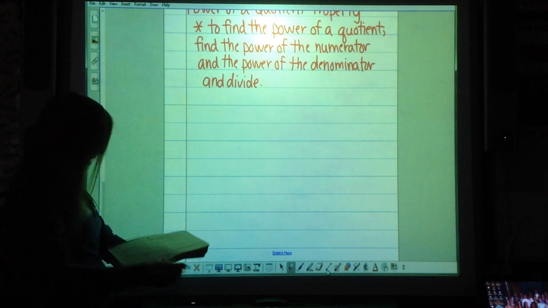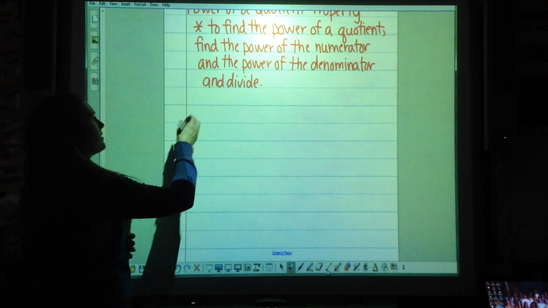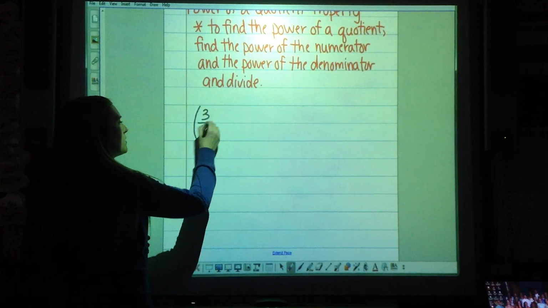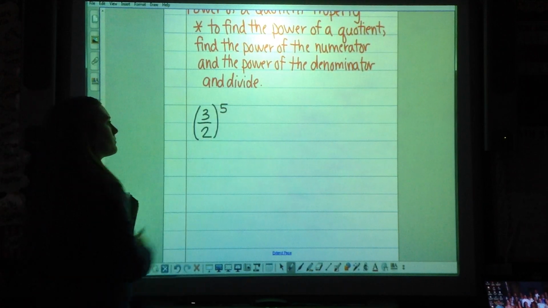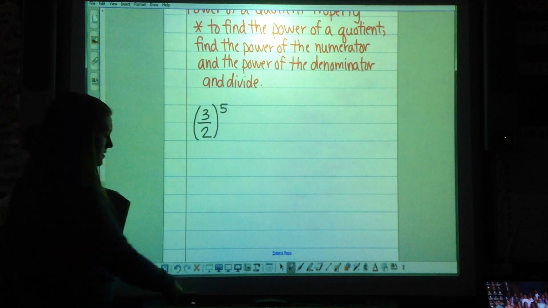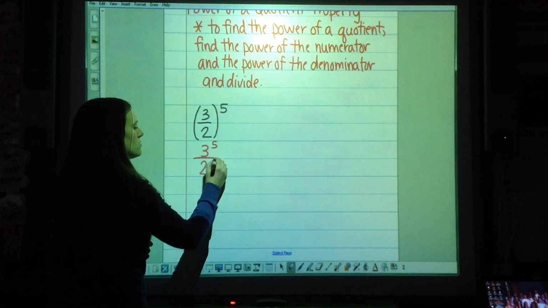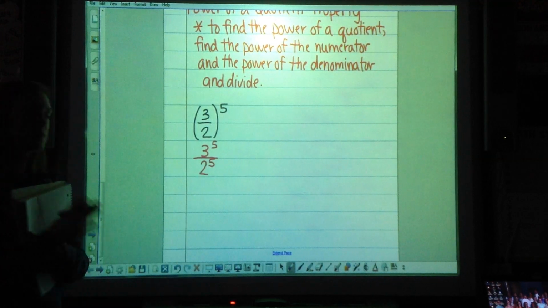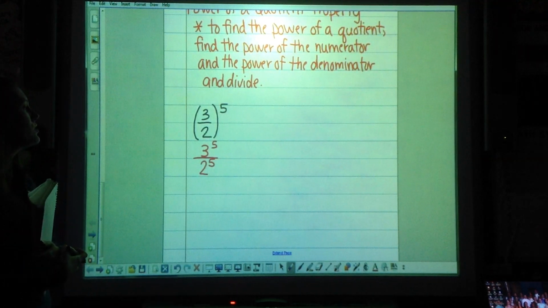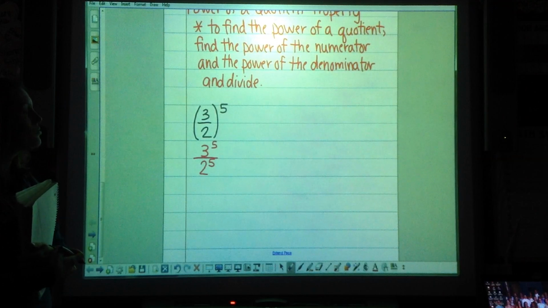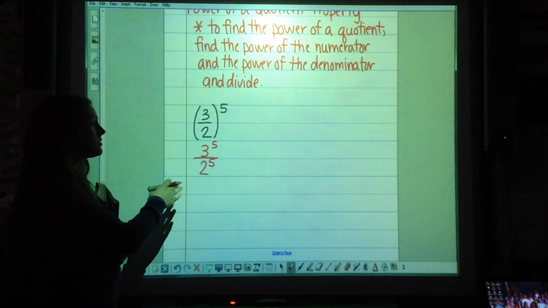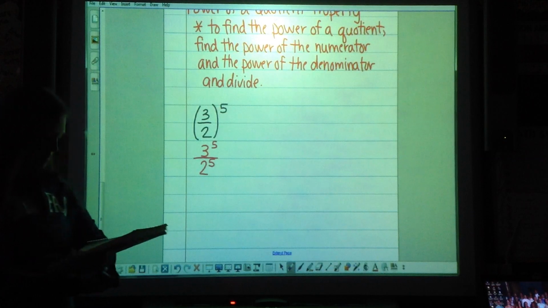Okay, so let's try 3 halves to the 5th power. This tells us to distribute the 5. We have 3 to the 5th and 2 to the 5th. Okay, and I'm going to stop right there. I'm going to let you know on your assignment when you should finish like this or when you should simplify further.